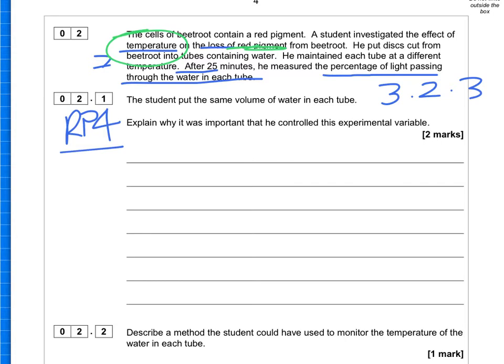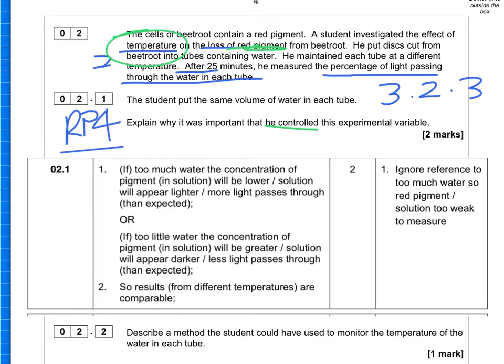So if you're going to use different volumes of water, if there's too much water, the concentration of pigment will be lower. So therefore the solution will appear lighter. Or if there's too little water, the concentration of the pigment will be greater. If you have the same volume, why is it important then to control it? Well, very simply, it allows you to compare the results. So you're going to compare the results at different temperatures.